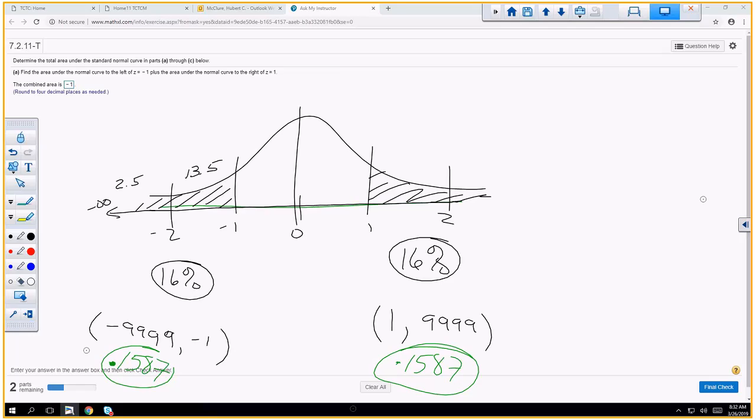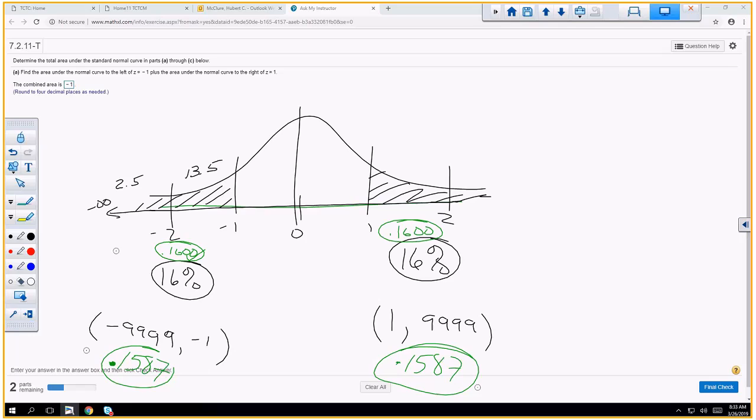Now, if you rounded to 2 decimal places, you would get the same thing. Okay? And that's what I did right here. I rounded, but it would be 0.1600 and 0.1600. And like I said, if you were to round to 2 decimal places, yes. But most of the time, when they're asking for area, they're going to ask you to round to 4. Okay? The combined area, so you round to 4 decimal places.